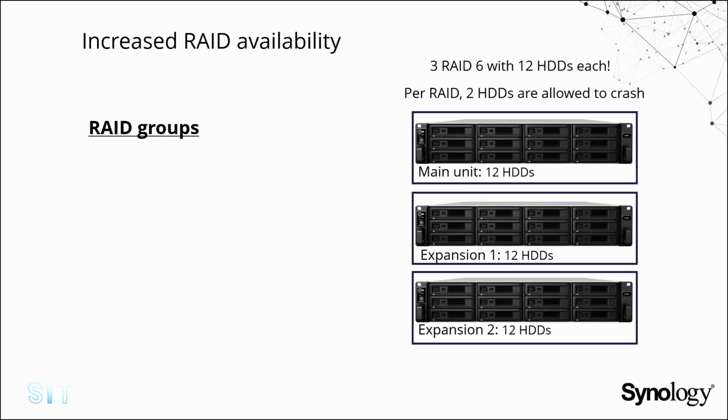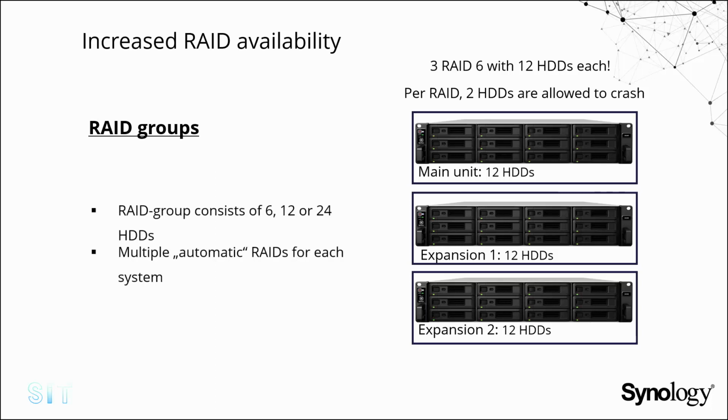In order to avoid such scenarios, we work with so-called RAID groups in the large models. When creating the RAID, the user is asked how many HDDs should be in a group. This can consist of 6, 12 or 24 HDDs. This means that the device automatically creates a new independent RAID from a user-defined number of installed hard drives to ensure even more reliability.